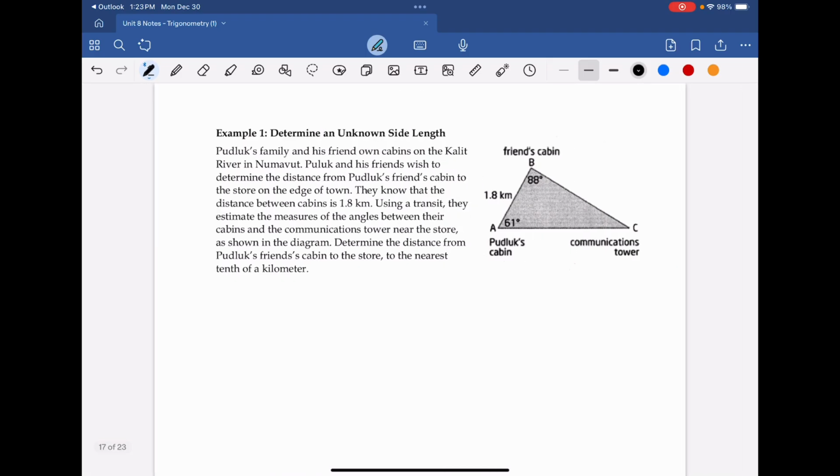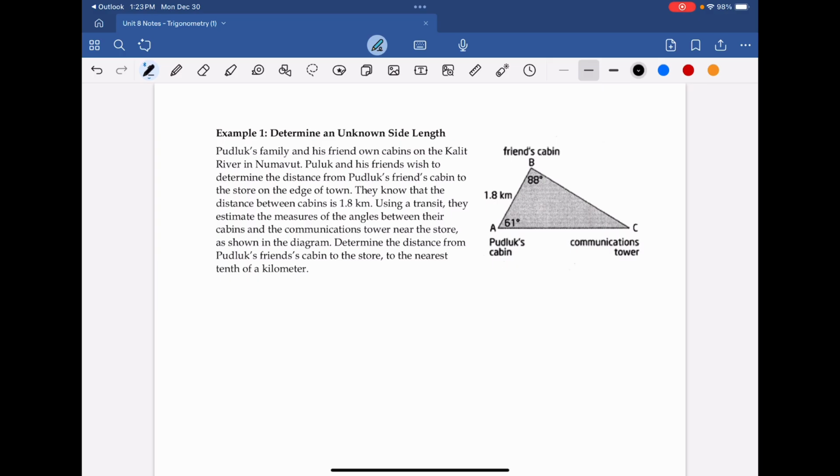Okay, let's flip over to our first example here, and it's going to be a bit of an applied one. I always hate to bring in tons of sentence structure into these problems, but that's part of math, pulling apart these problems. So Pudluck's family and his friend own a cabin on this river in Nunavut, and Pudluck and his friends wish to determine the distance from Pudluck's friend's cabin to the shore on the edge of the town.